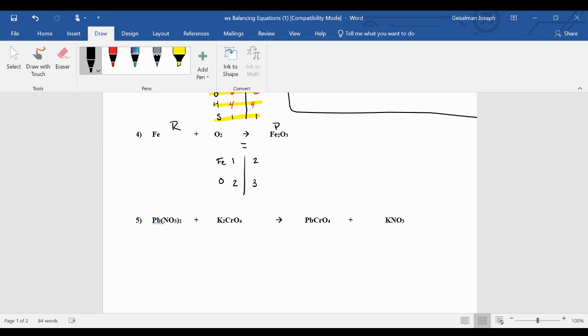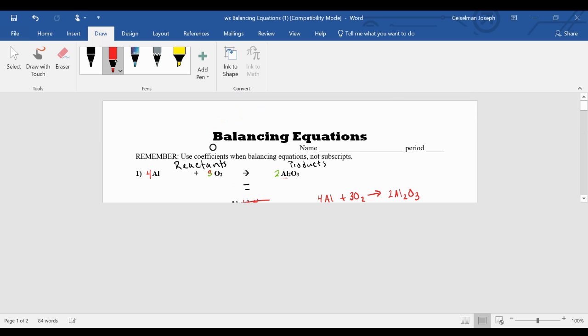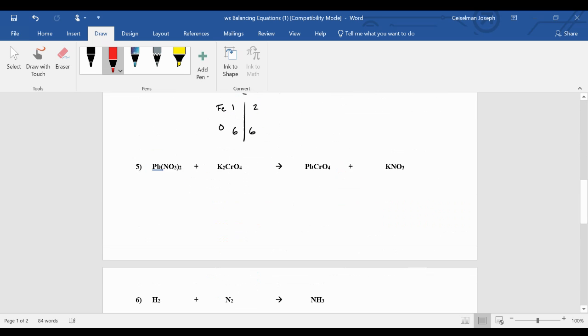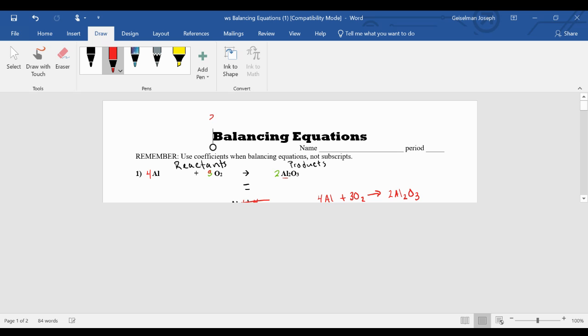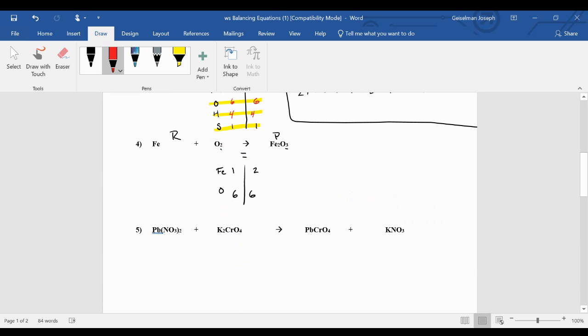The first thing I would do is let's get the oxygens equal. So we have 3 and 2. The easiest way is to find the least common multiple, which is going to be 6. So we want 6 on each side. So how do we get 2 to 6? Well, we multiply by 3. If we multiply 2 by 3, we get 6. So if we put a 3 there, now we have 6.